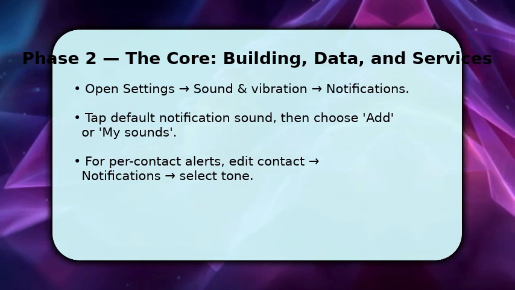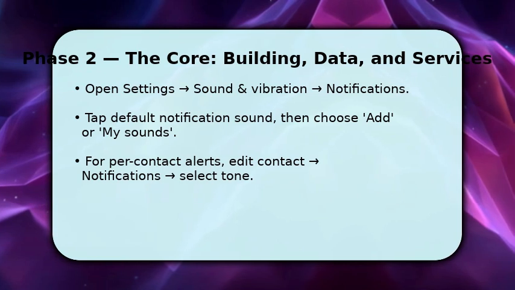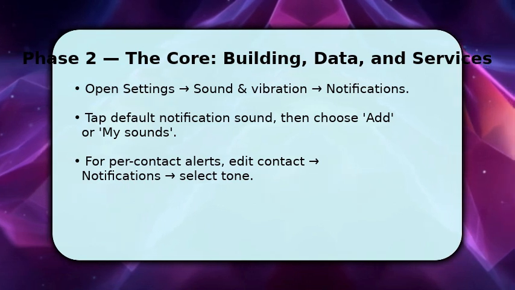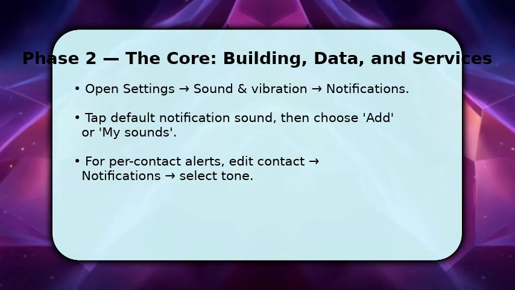For per contact sounds, open Contacts, edit the person, tap Notifications or Ringtone and choose your custom file. Make sure to save changes, then send yourself a test notification to confirm the selection took effect.